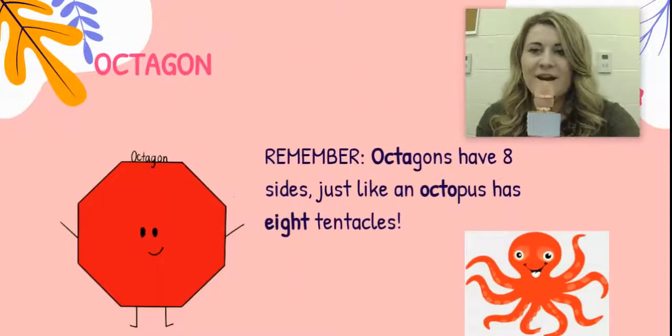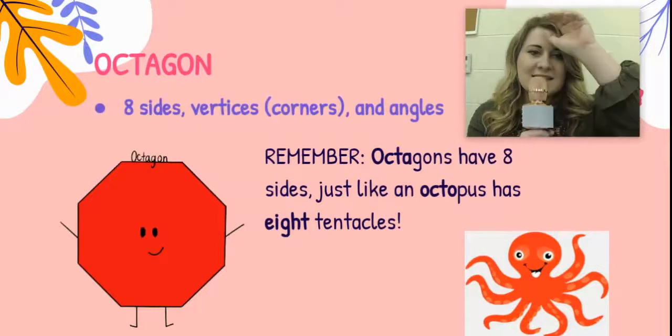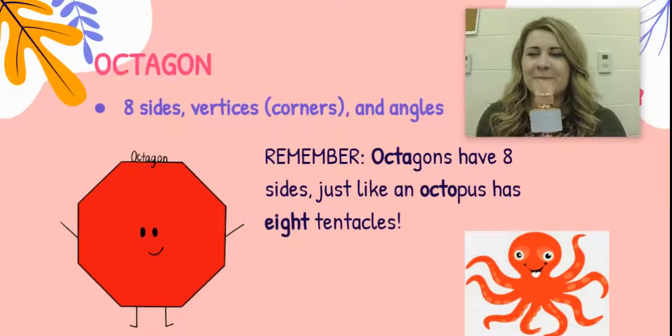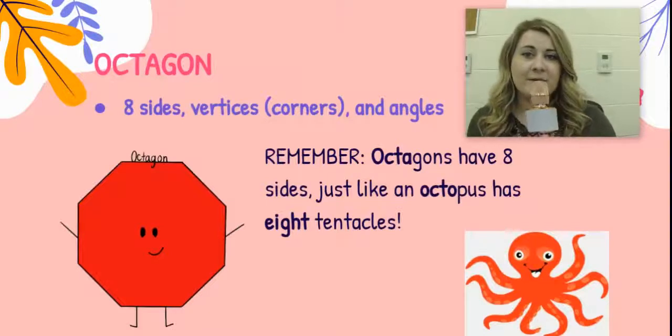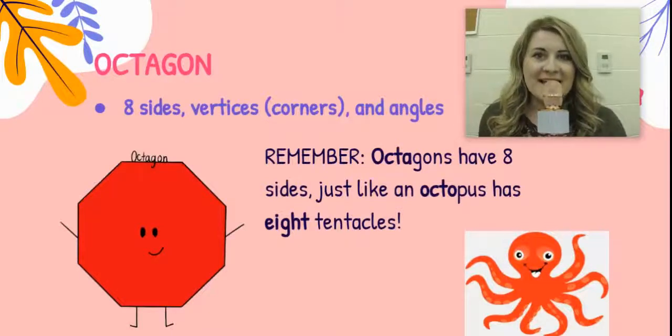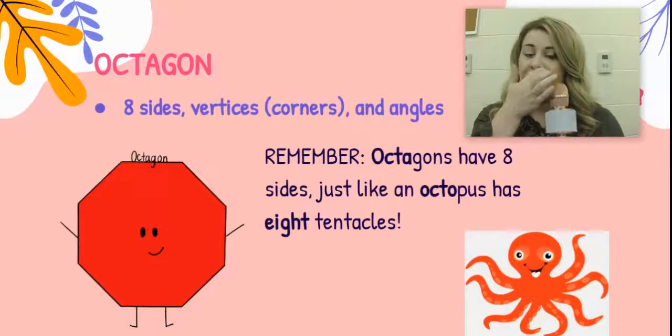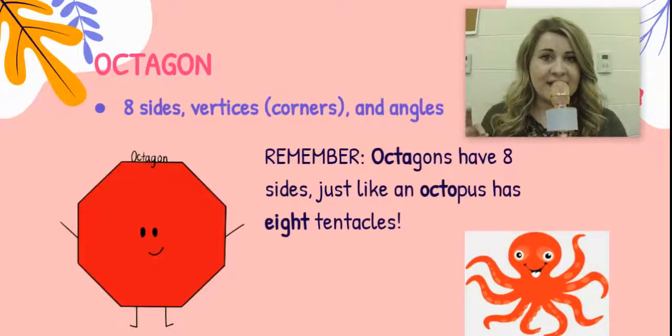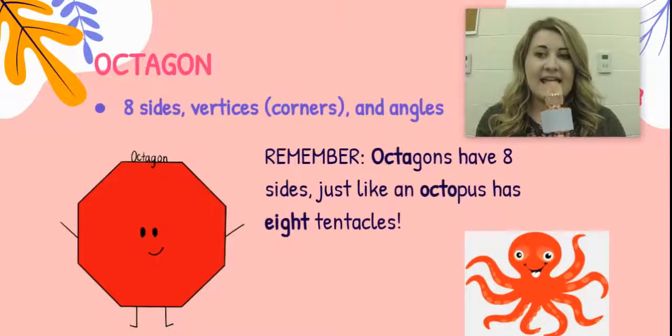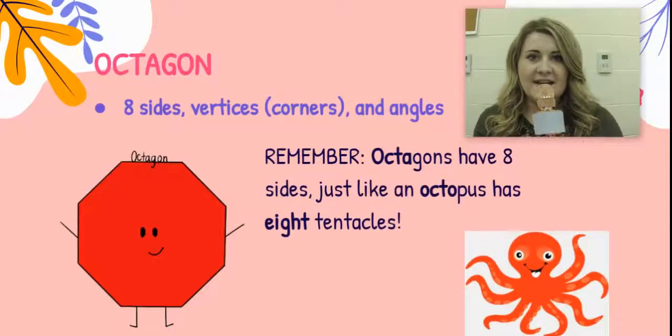Next, we're talking about an octagon. An octagon is super easy to remember because we all know the word octopus. And an octopus has 8 tentacles. So an octagon has 8 sides. This is your classic stop sign. If you see a picture of a stop sign, it has 8 sides. It is an octagon because it has 8 sides, just like an octopus has 8 tentacles. So octopus, octagon, 8, 8, 8.